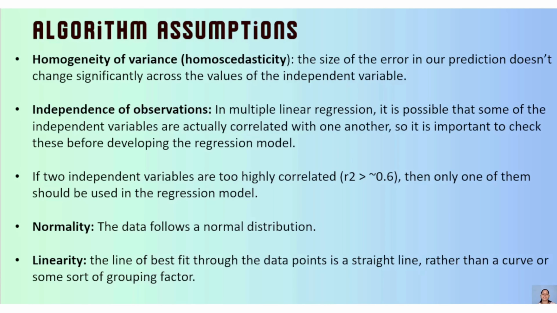Then what is the next assumption? Independence of observations. In multiple linear regression, there is a possibility that some of the independent variables are actually correlated with each other, but sometimes we miss checking it. So it is always important to check the relation between the independent and dependent features, that is, observe the correlations between features.